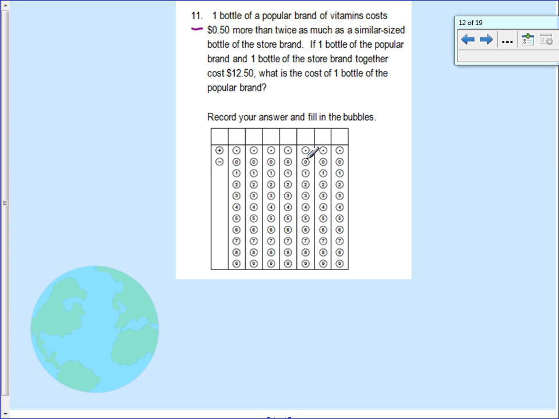How'd you guys do for number 11? 8.5. Okay, how did you get 8.5? Start with 6.